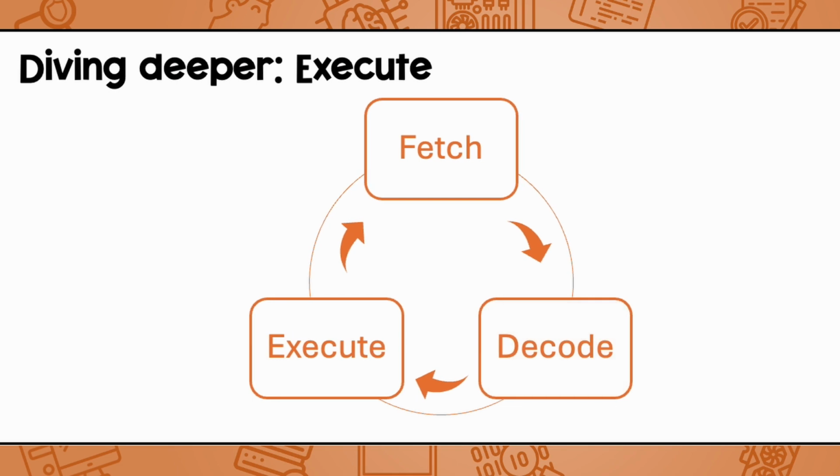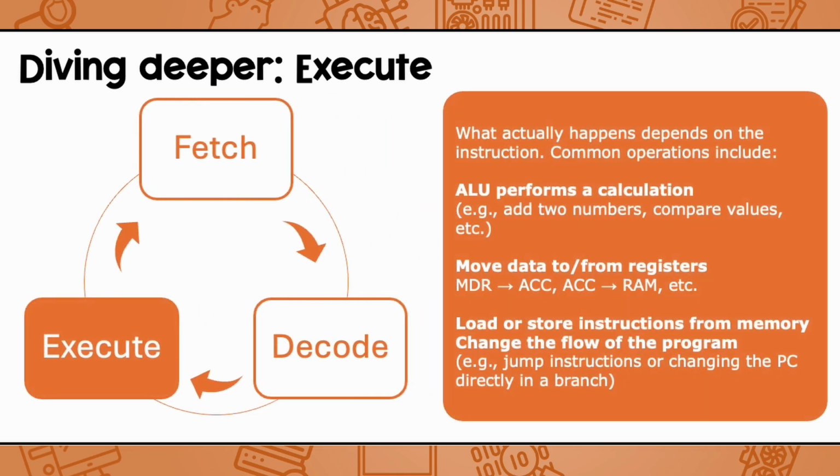Next and finally, we will move on to the execute stage. Finally, the CPU executes the instructions. This could involve the ALU, the Arithmetic Logic Unit, performing a calculation, data being moved between registers, or a jump instruction modifying the program counter. Once complete, the cycle starts again. Fetch, decode, execute, billions of times per second.